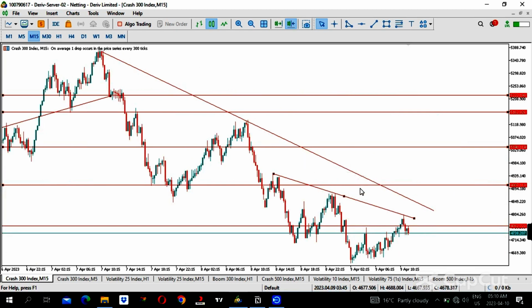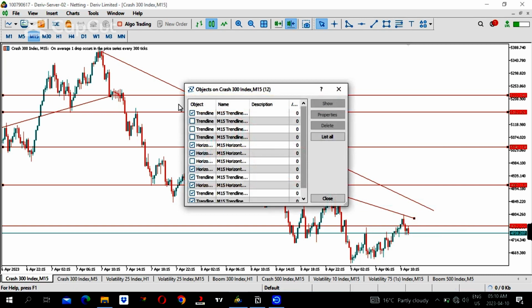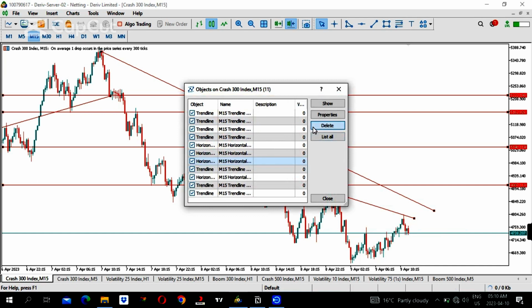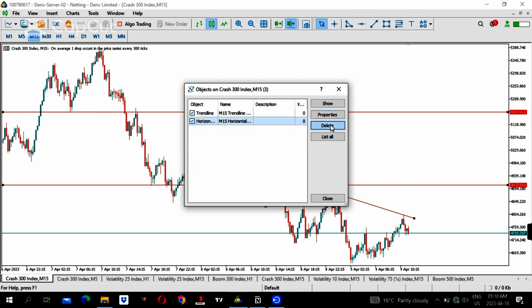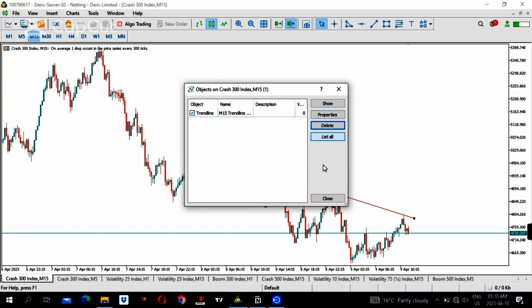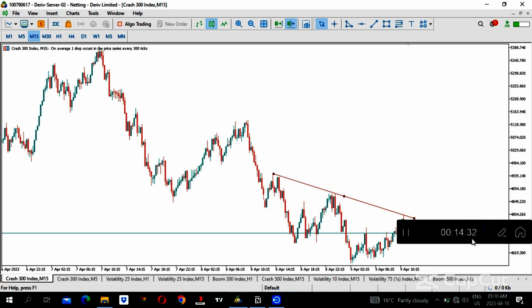So let me just delete everything. That's one variation of the trend line breakout. Let me show you another variation, right? Let me just delete all this stuff. Then another variation of the breakout, right? So okay, let me just draw this one, right?